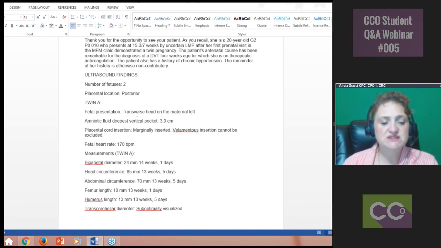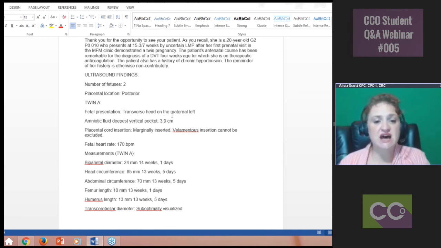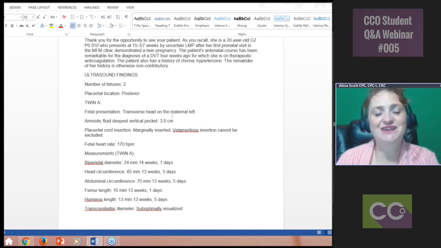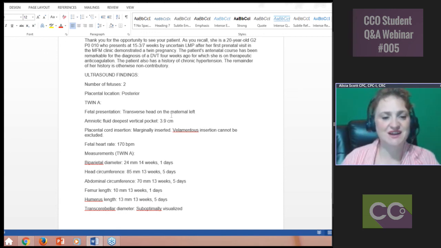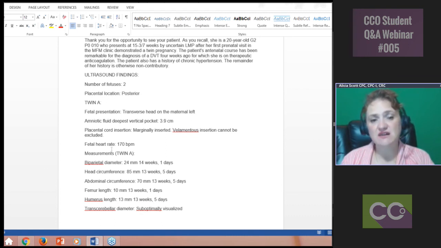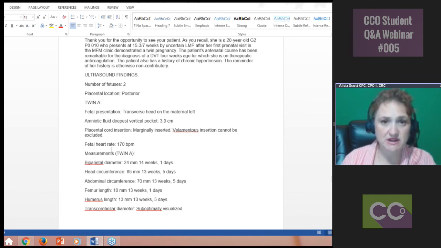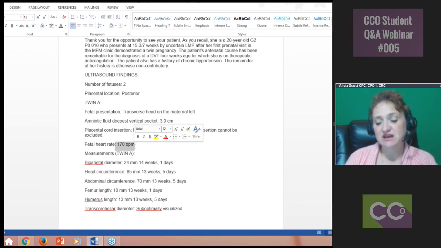So fetal presentation for twin A is transverse, head on maternal left. So on the mother's left side, the head is transverse. This is why you need to know the positions and everything. Amniotic fluid, all good, because if there's not enough amniotic fluid or too much amniotic fluid, that could be problematic. They were able to do the heart rate, 170. Some tell you that fast heart rate is a girl, slow heart rate's a boy, and all this other stuff, but it doesn't always hold true.